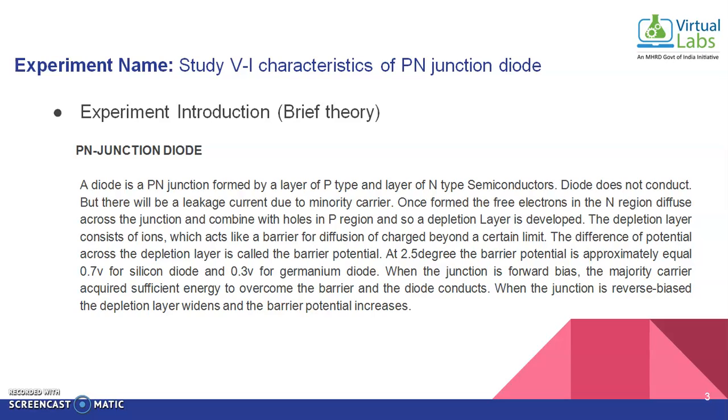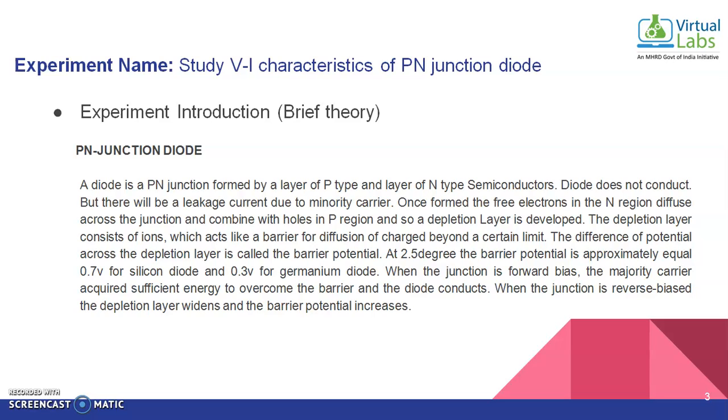When we make a PN junction diode, one depletion layer is produced. The depletion layer consists of ions which act like a barrier for diffusion of charge beyond a certain limit. It means for germanium material or silicon material, the potential barrier value varies. For silicon material, it is 0.7 volt, and 0.3 volt for germanium diode.